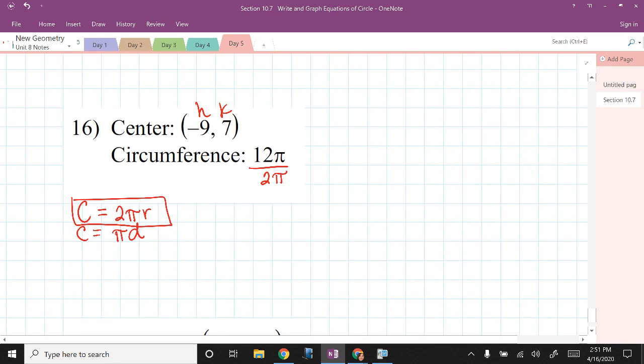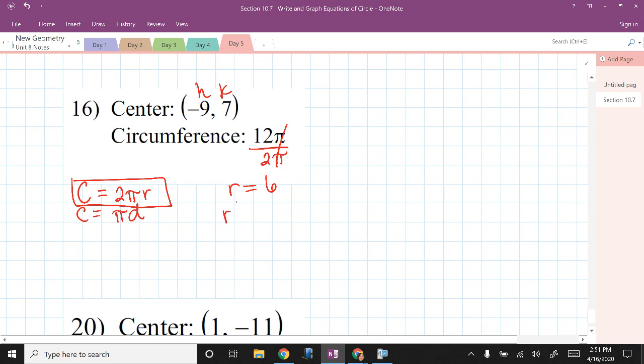Okay? Well, this is easy math. Looky here. Pi divided by pi cancels out. And what's 12 divided by 2? Well, that is 6. So the radius is 6, but I'm going to need r squared. So r squared is going to be 36. So now I'm ready to do my equation.